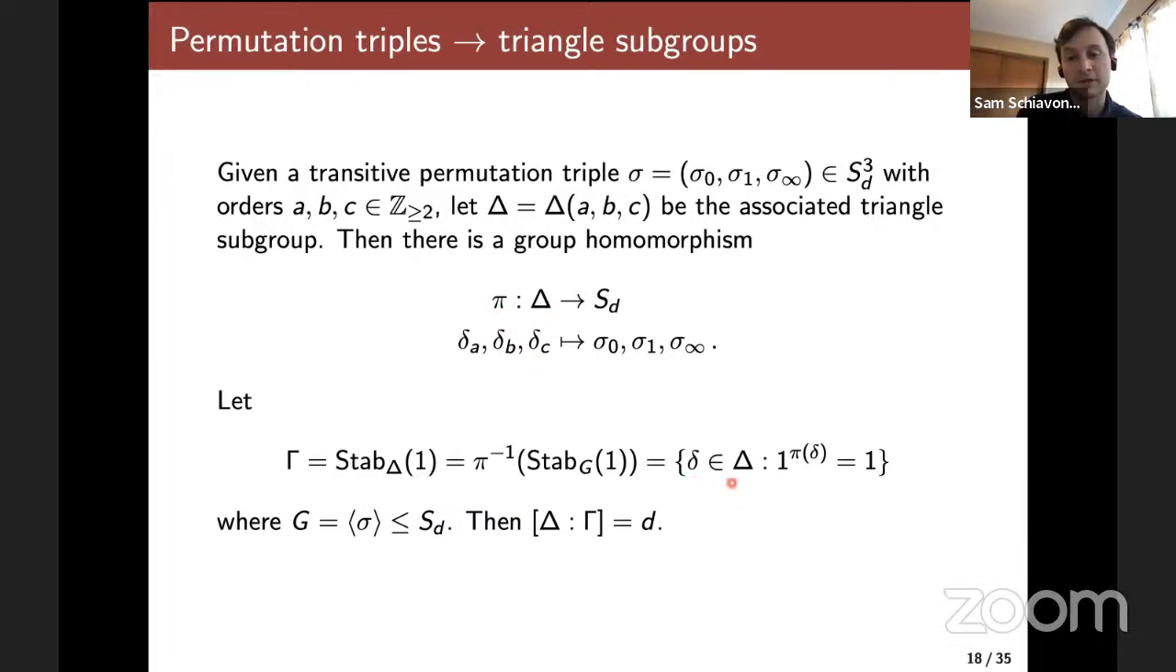So it's the set of delta in our triangle group that stabilize 1, where here G is the subgroup of S_D generated by our permutation triple sigma. So by the orbit stabilizer theorem, that means that the index of gamma in delta is D. Okay, so that's how we go from a permutation triple to a triangle subgroup. So again, in a word, stabilizer.